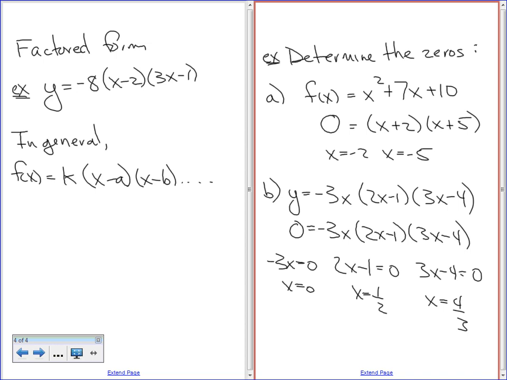Okay? So on a test, I want to see that you set it equal to 0, and you can skip right down to the answer if you can get to that. If it helps you to write out the steps, do so. Any questions on that? Yes?